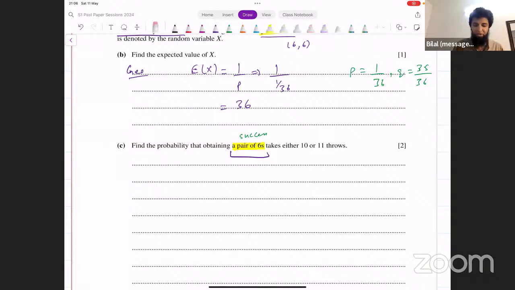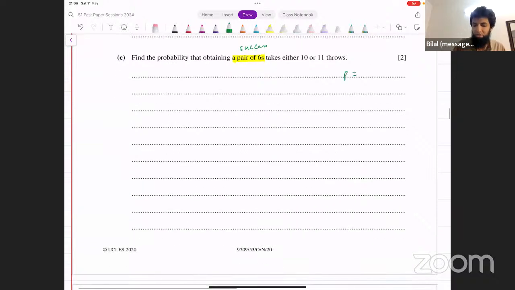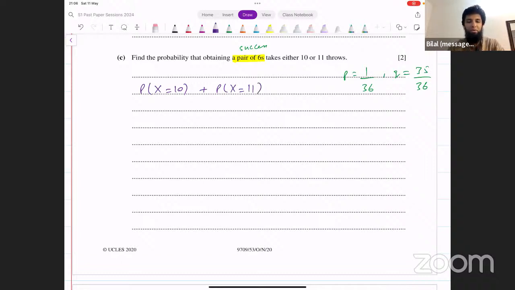Okay, so this is still geometric distribution. We're talking about our first success, and the success is defined as a pair of 6s. What's the probability of that? 1 over 36. Probability of failure? That's 35 over 36. Now, what we want to do is find the probability of x being either equal to 10 or equal to 11. So we want to find these two probabilities and then add them up together. There's an or between them. It could be the first case or the second case. Any of them will work. So we find each probability and then just add them up together.